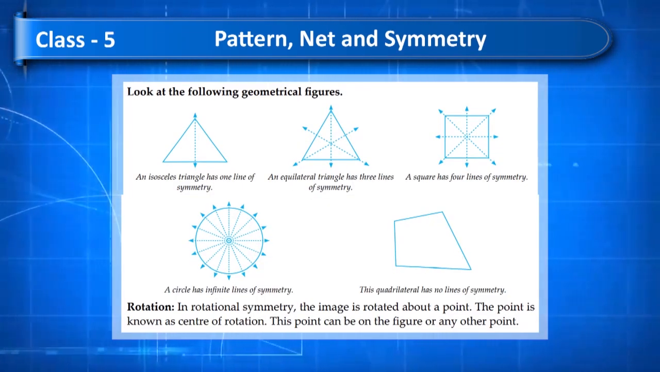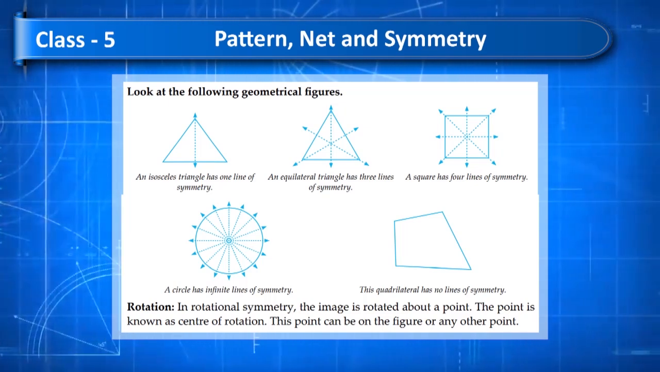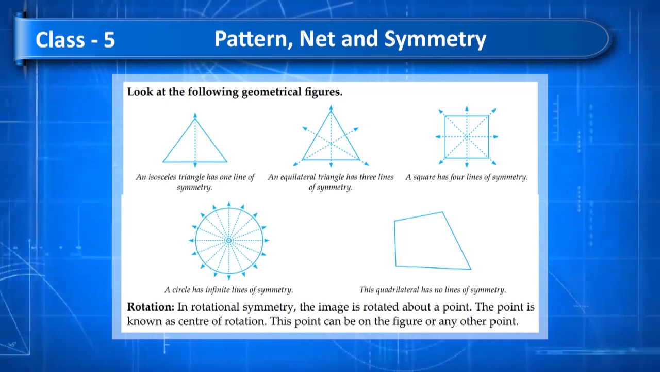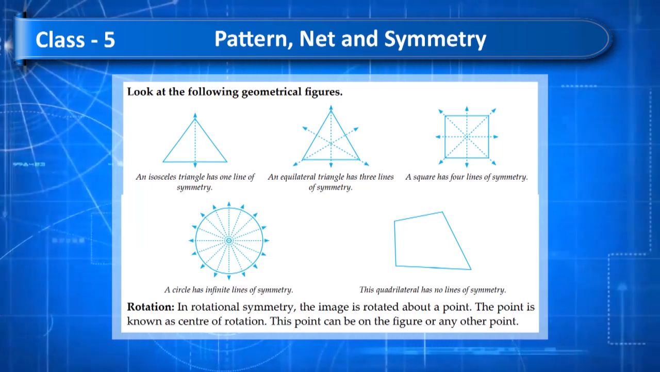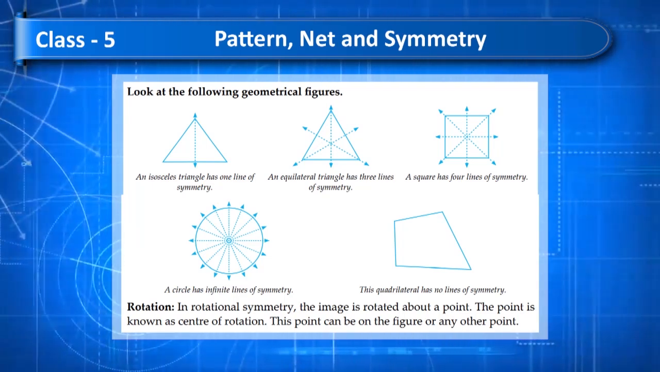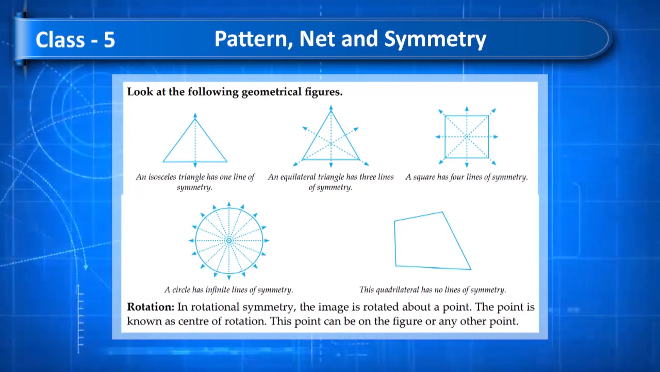Look at the following geometrical figures. An isosceles triangle has 1 line of symmetry, an equilateral triangle has 3 lines of symmetry, a square has 4 lines of symmetry, a circle has infinite lines of symmetry, and this quadrilateral has no lines of symmetry.